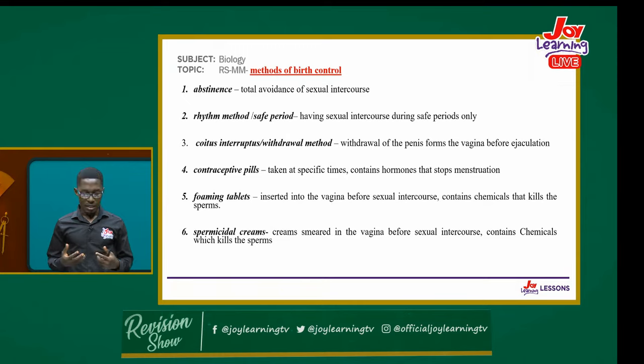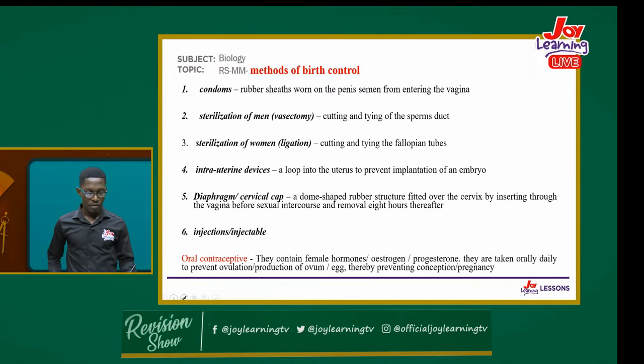Contraceptive pills taken to stop the menstrual cycle. Foaming tablets, which are inserted before sex so that they kill the sperm. Spermicidal creams that are smeared in the vagina with the same aim of killing sperm. Condom, we know, will not even let the sperm move, so it's a barrier system. Then cutting and tying the sperm duct of men, vasectomy. Then ligation is the same thing, tying the fallopian tube. Then intrauterine devices, which are put in the uterus to prevent sperm getting to the egg, same as the diaphragm.